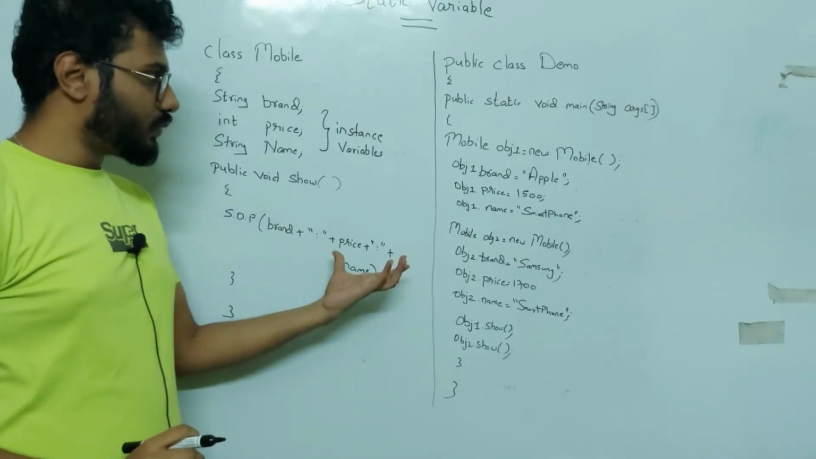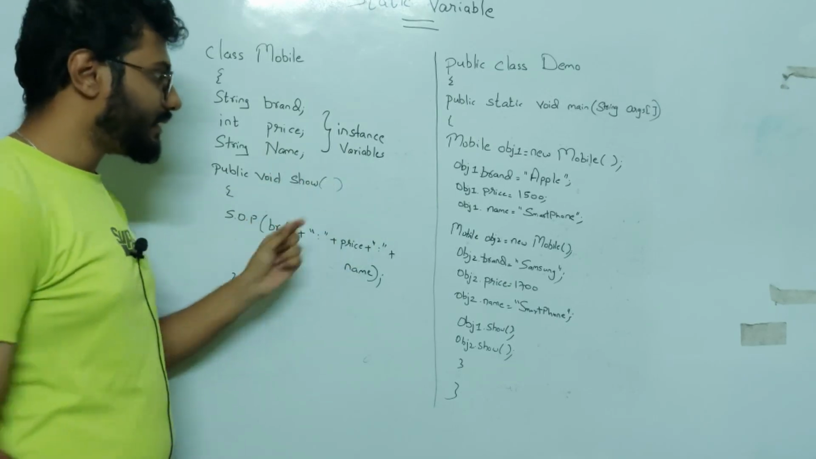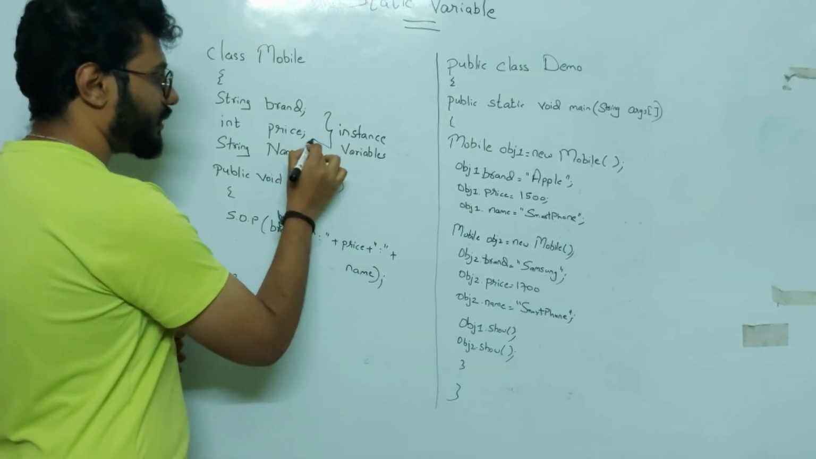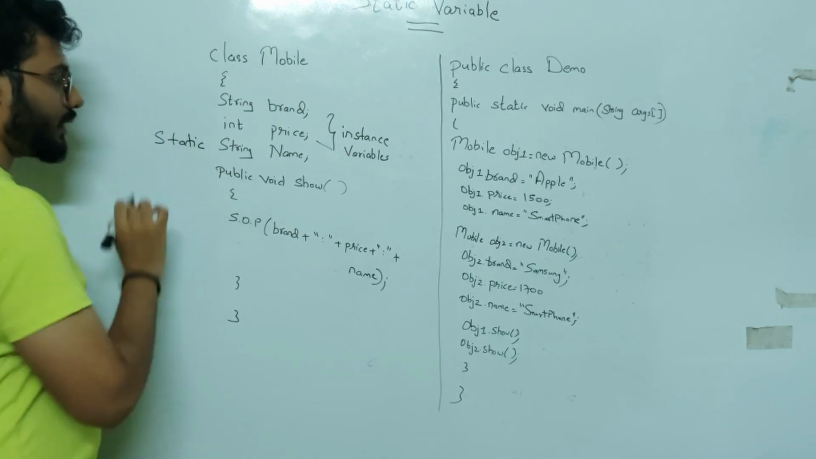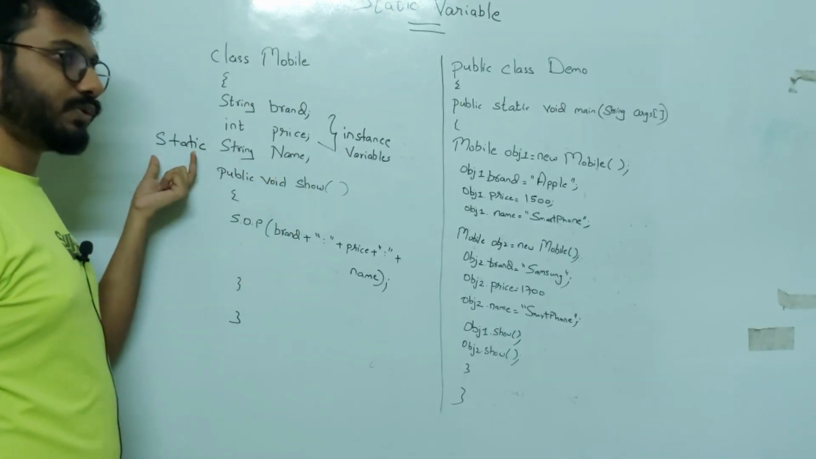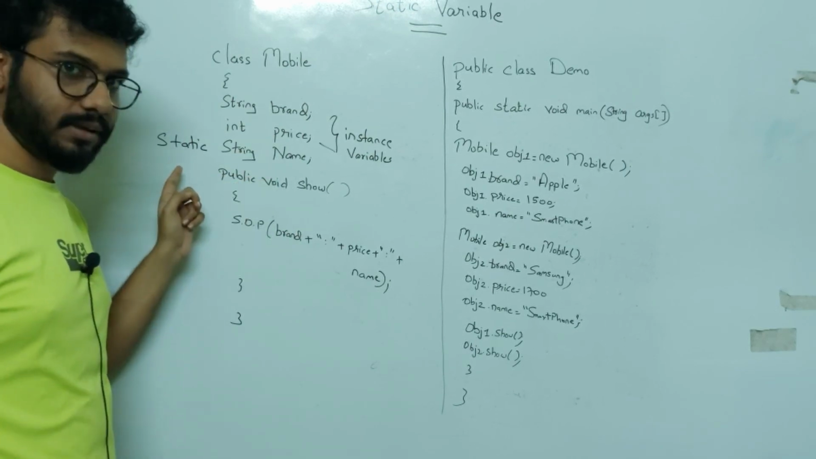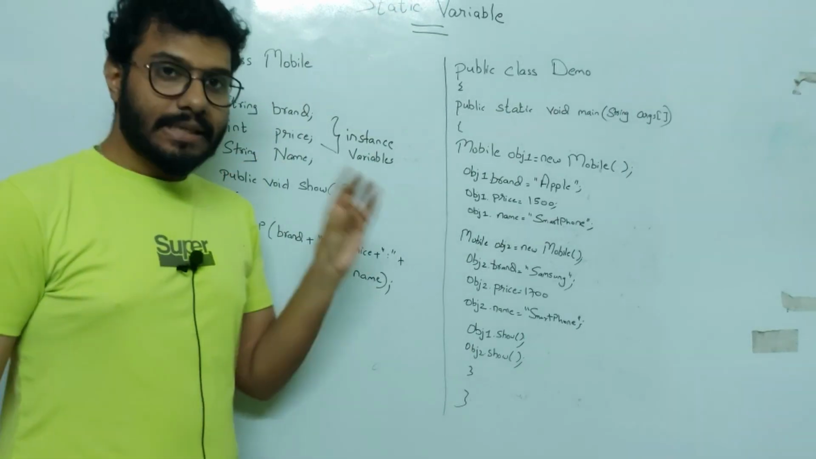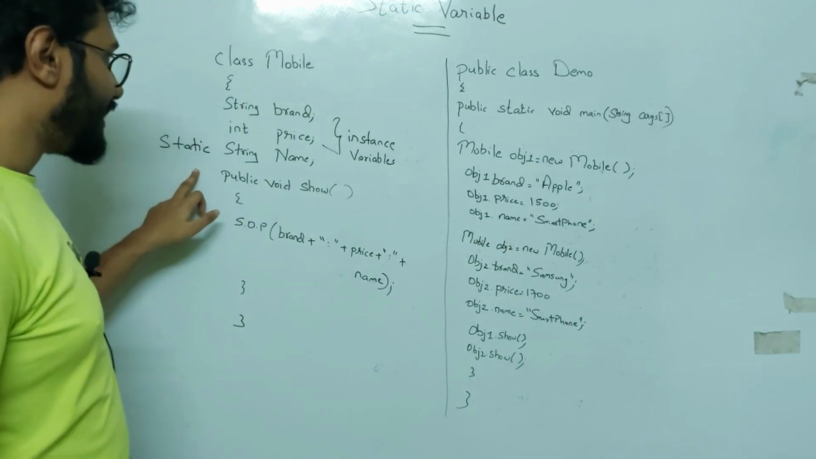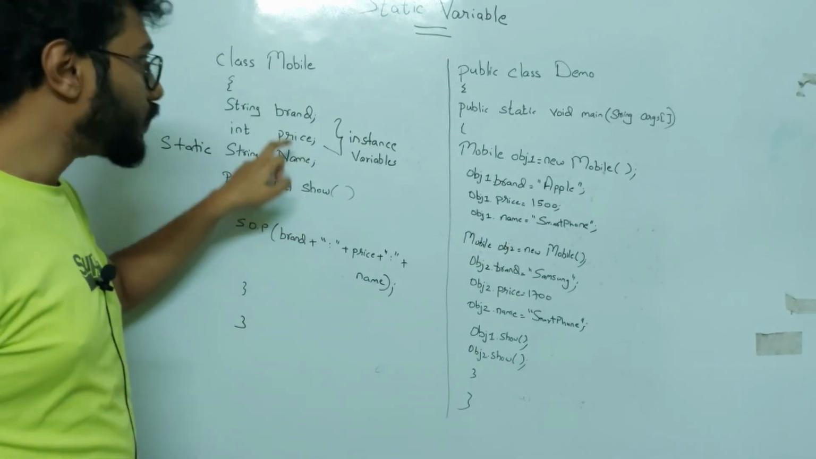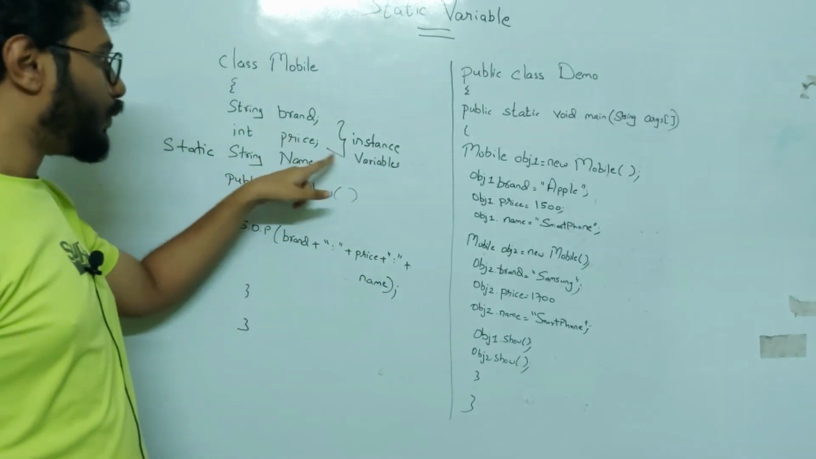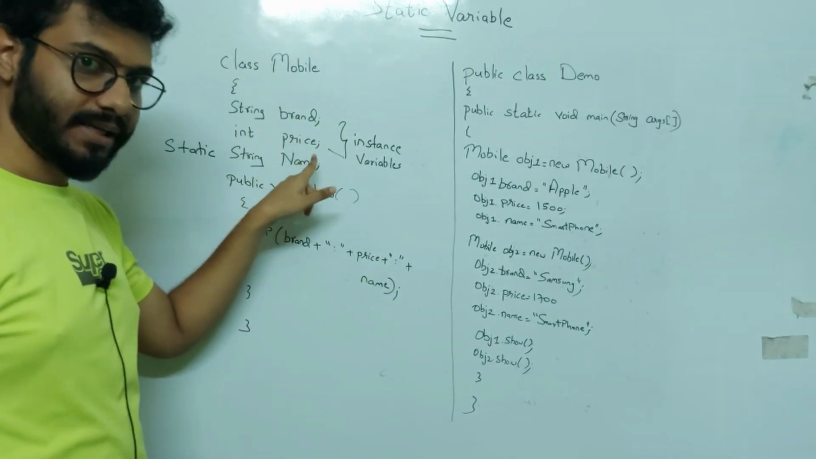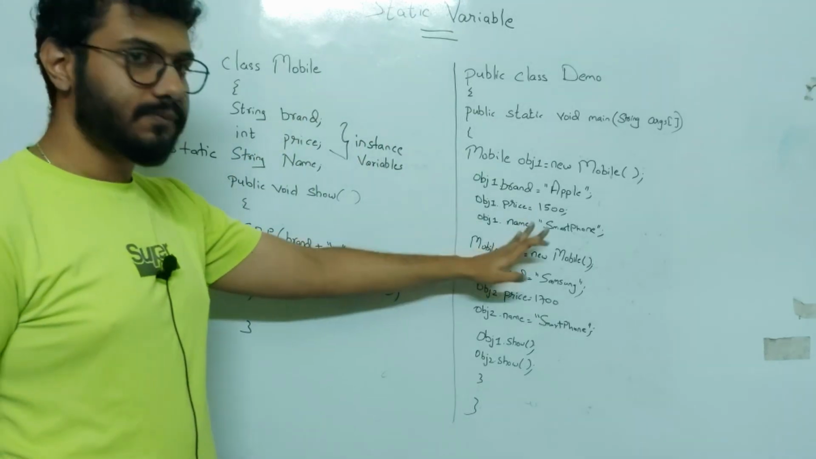Now we have seen this code with instance variables. Let me change the name variable to static. Now clearly understand that the static variable belongs to the class. It doesn't belong to the object. When we talk about the instance variables brand and price, these belong to their respective objects.